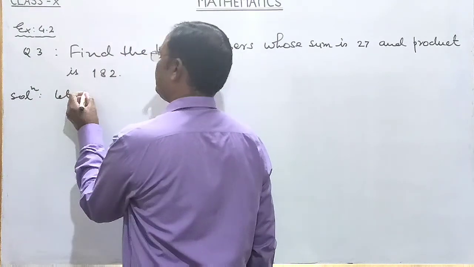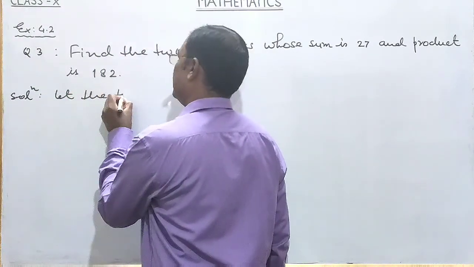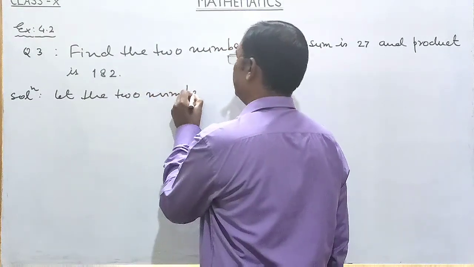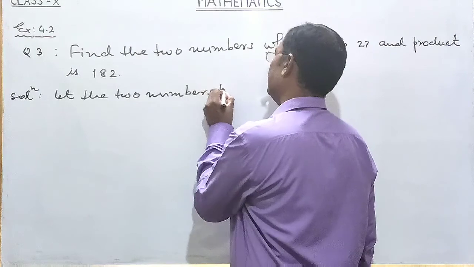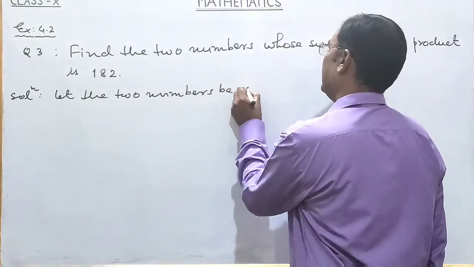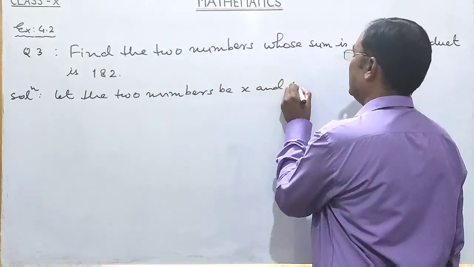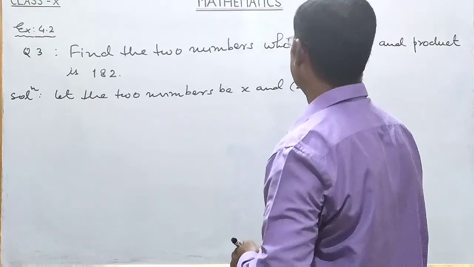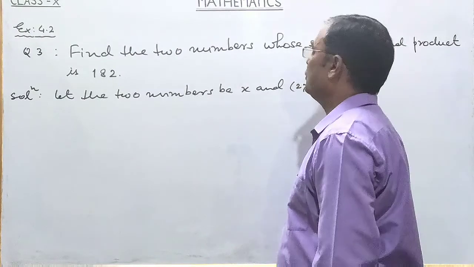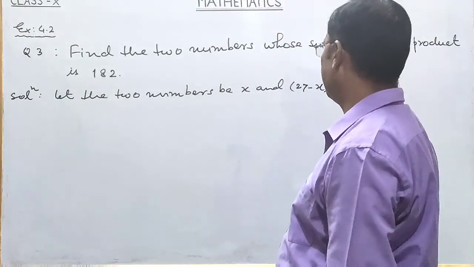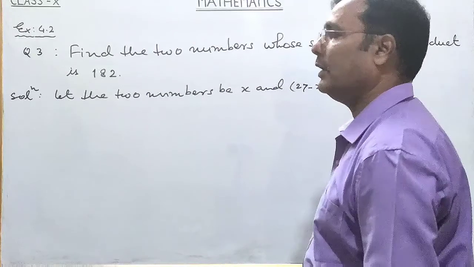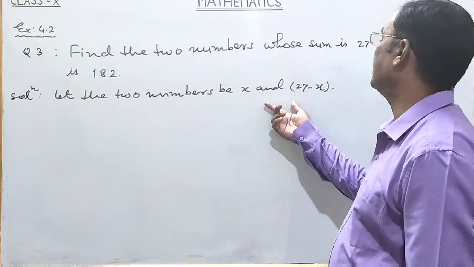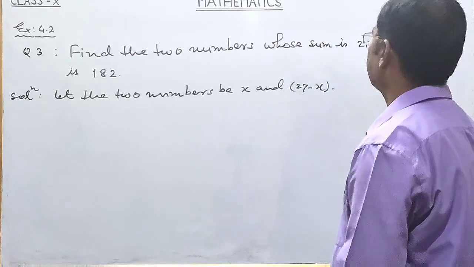Let the two numbers be x and 27 minus x. We have assumed two numbers x and 27 minus x. Sum of two numbers is 27. That's why we have assumed two numbers like this, x and 27 minus x.